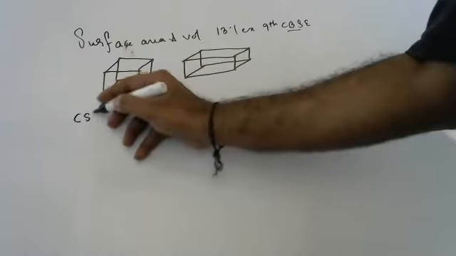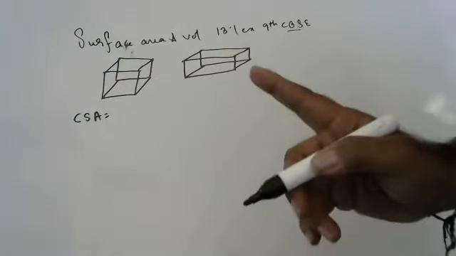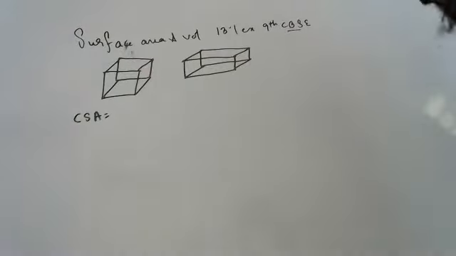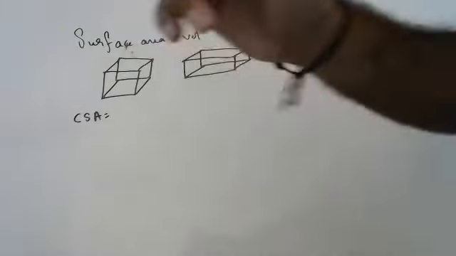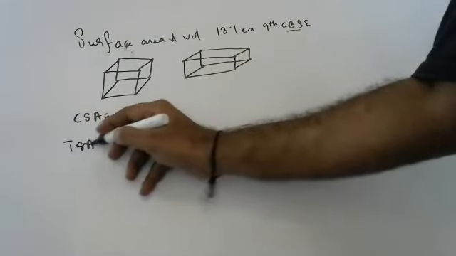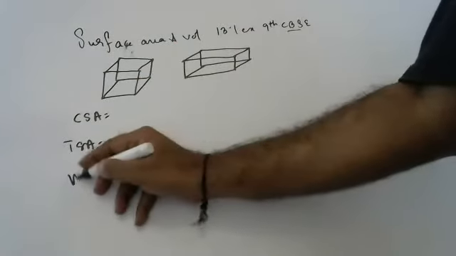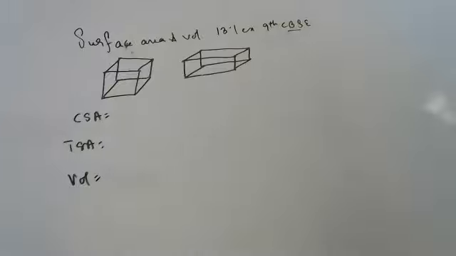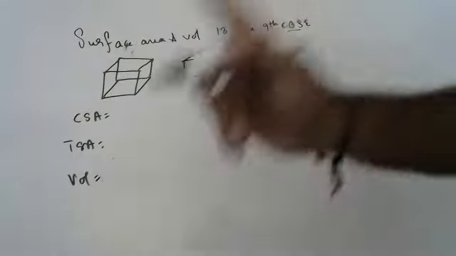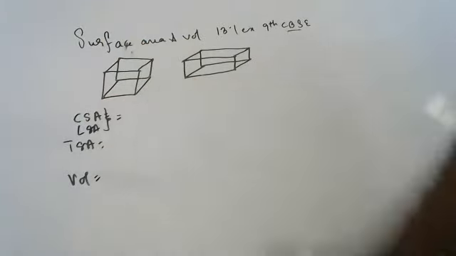Here, CSA. What does CSA mean? Take your room. The four walls of your room are the CSA, children. Then you will ask what is TSA, sir? TSA means four walls, roof and floor. If you take the room in which you are sitting, the four walls of your room are the CSA or LSA. CSA or LSA is the same: curved surface area or lateral surface area.